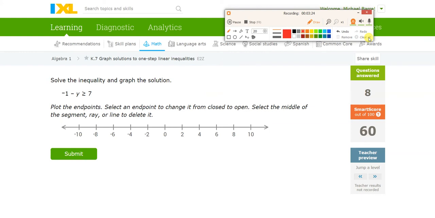Ooh, I would not consider this a one-step inequality. I would consider this a two-step inequality. I'm surprised this is here. How do you do this in one step?